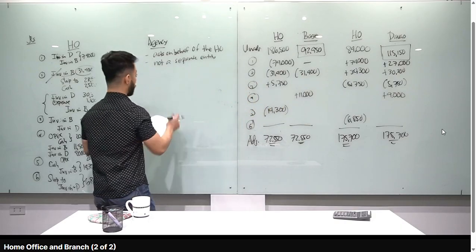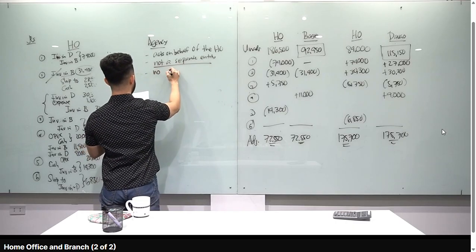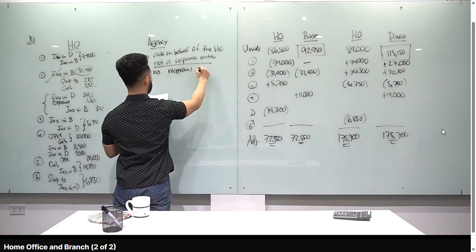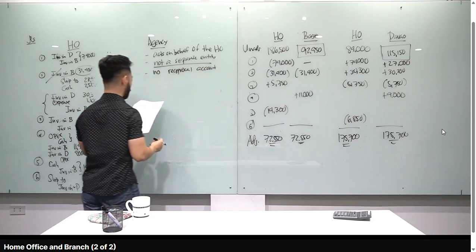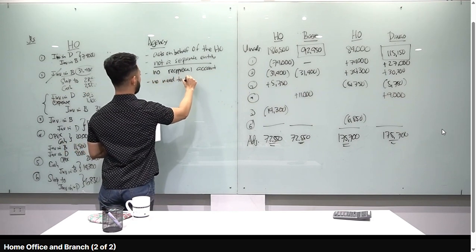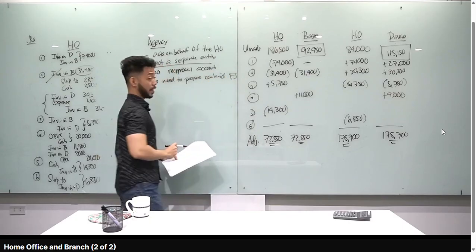Okay? So ibig sabihin, class, kung hindi siya separate entity, ibig sabihin, no reciprocal accounts. Wala kang shipments to and from, wala kang home office investment in agency or investment in branch, walang ganun. Okay? Wala ring need to prepare combined FS. Okay? So madali lang. Kasi ang recording lahat si home office.